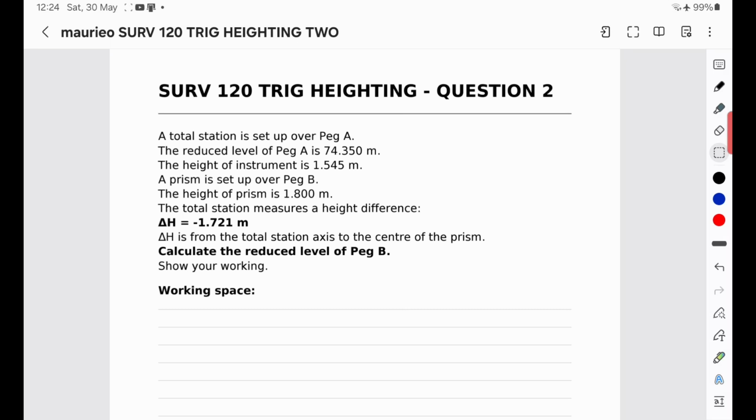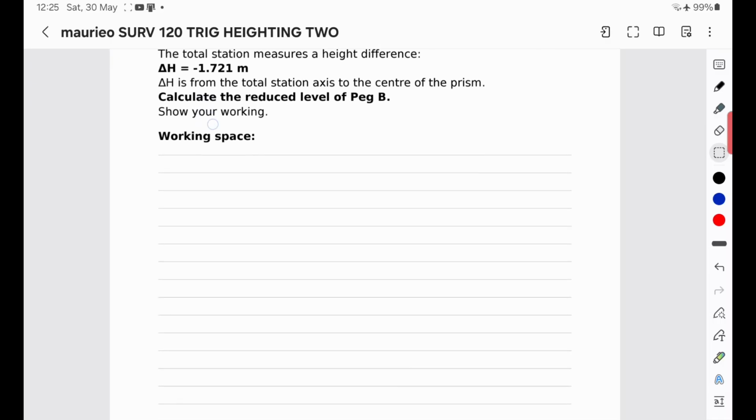The formula that we are going to use is the RL of peg B equals the RL of peg A plus instrument height, HI, plus delta H, which we've been given, and minus the height of target. Now let's put the values in.